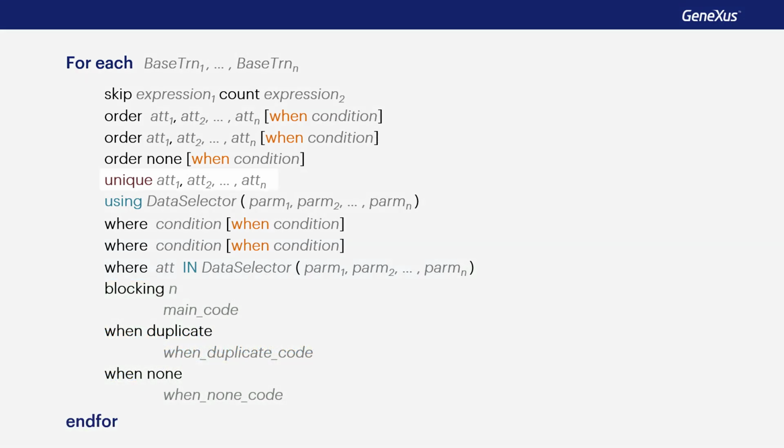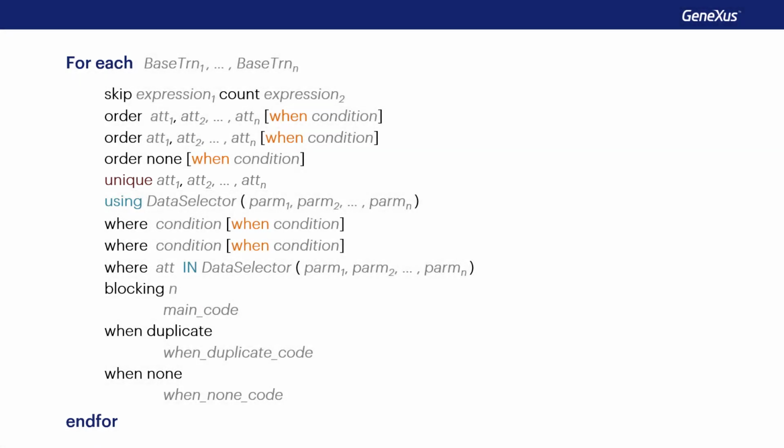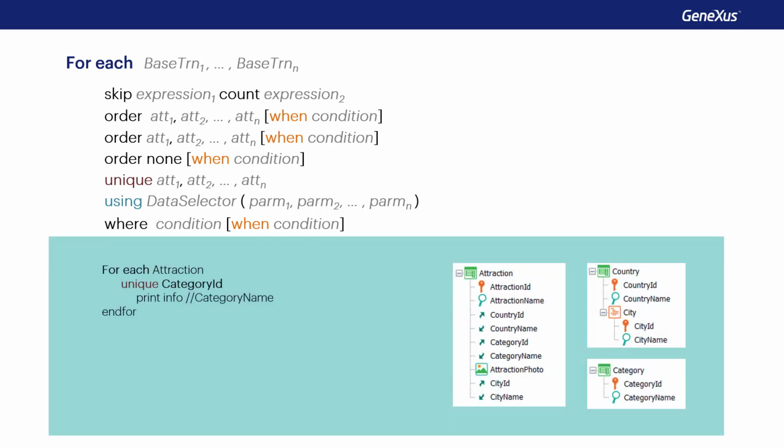We also saw the unique clause, so that if the indicated attributes are repeated for a set of records in the for each, only one is taken for processing in the body of the for each, that is, in the main code. Here we're running through the table of attractions, grouping them by category ID, and only keeping one record from the group, printing its category name.